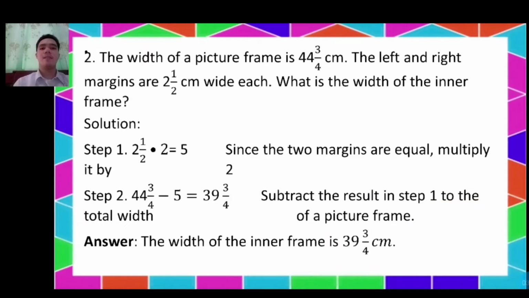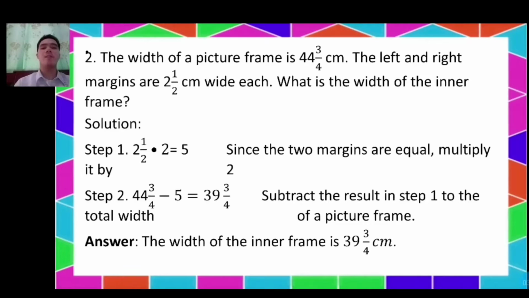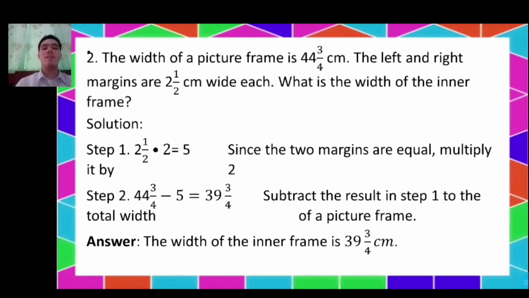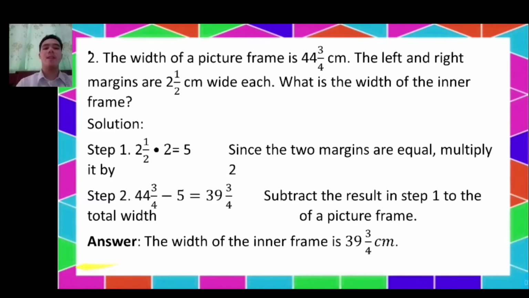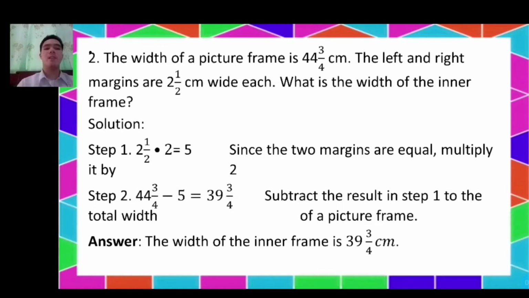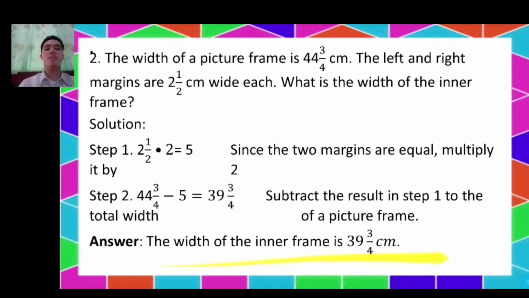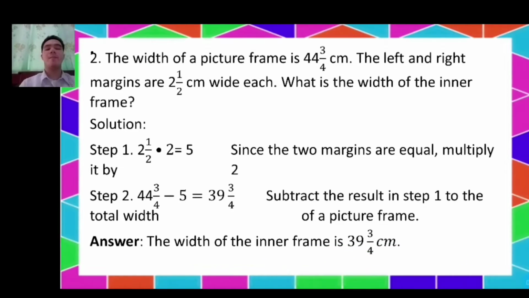Next, the width of a picture frame is 44 and 3/4 centimeters. The left and right margins are 2.5 centimeters wide each. So 2.5 from the left and 2.5 also from the right. So what is the width of the inner frame? Now the question is, we have to find the width of the inner frame.